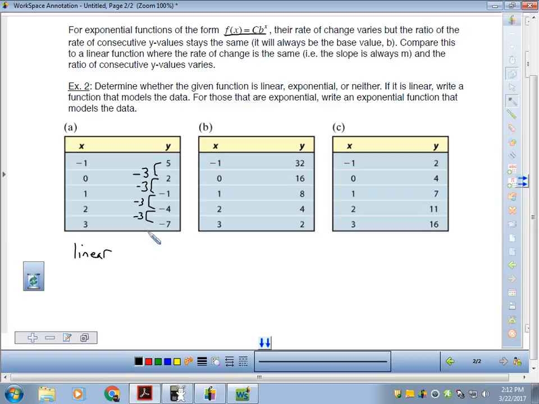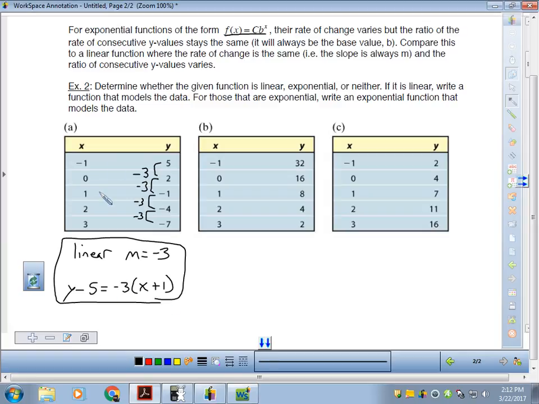And this number that we are subtracting each time, that's our slope. So our slope is negative 3. And so we can pick any point and use our slope, and we can write an equation of the line. So I'm just going to use this first point, and I'll say y minus 5 equals negative 3 times x plus 1.